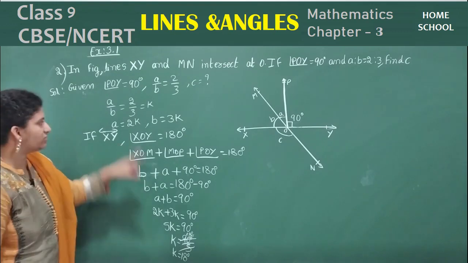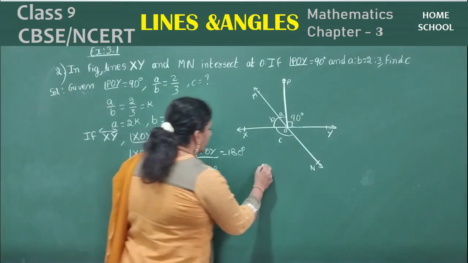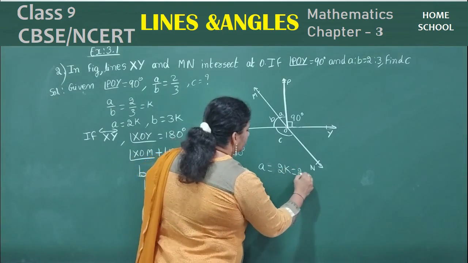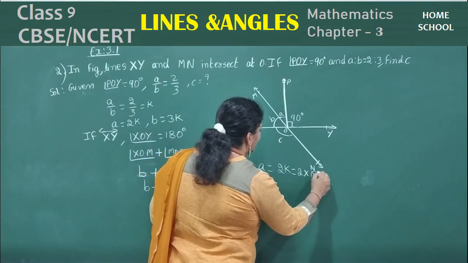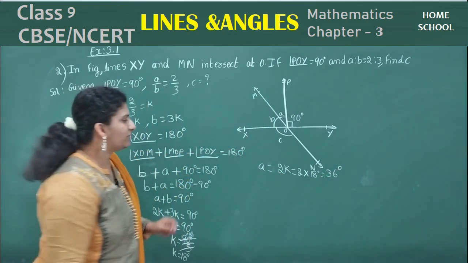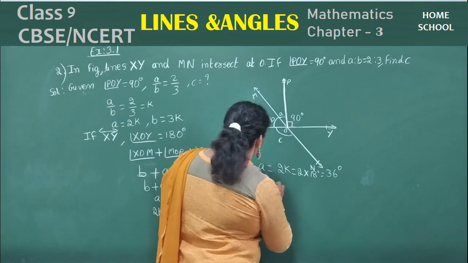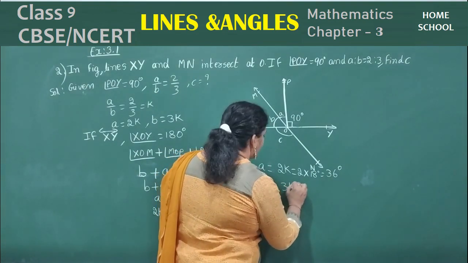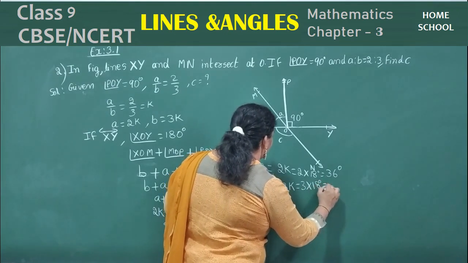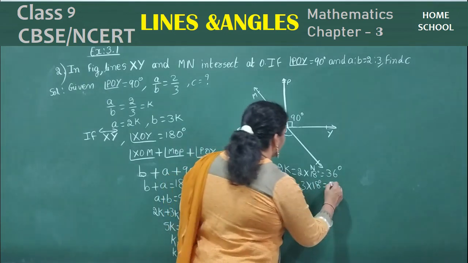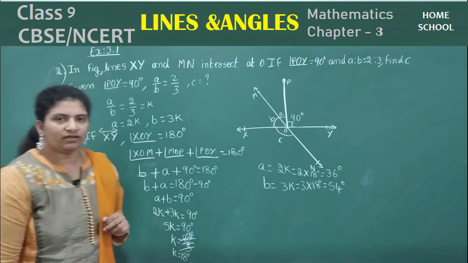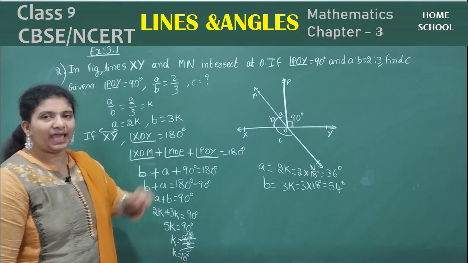So this K you substitute in A. What is A? A is equal to 2K. That is equal to 2 into 18 degree. That will be 36 degree. So find B now. B is equal to 3K. That is equal to 3 into 18 degree. So what it will be, children? It will be 54 degree. Right? So now we got A and B.